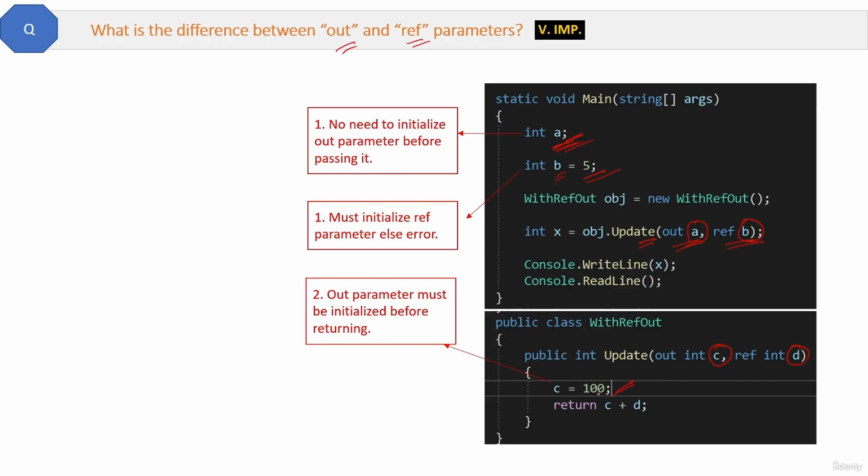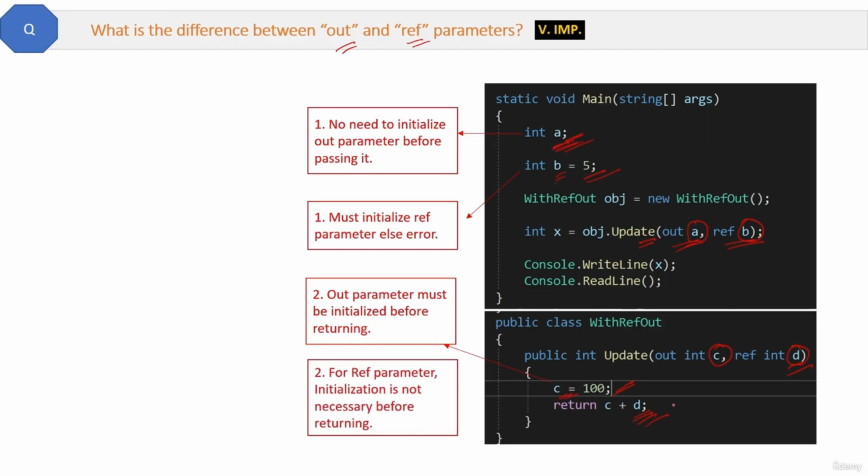See, I set the value of out parameter c equal to 100 here. If you do not initialize it, then you will get a compiler error for the out parameter. But for ref parameter d, initialization or assigning a value is not mandatory before returning. You can assign or not assign, it's up to you. So these are the two differences between ref and out parameter.